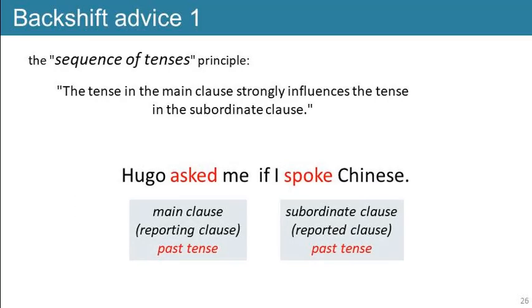This advice is based on the general principle that the tense in the main clause, in this case the reporting clause, strongly influences the tense in the subordinate clause, here the reported clause. This principle is called the sequence of tenses, which you can research for further examples.